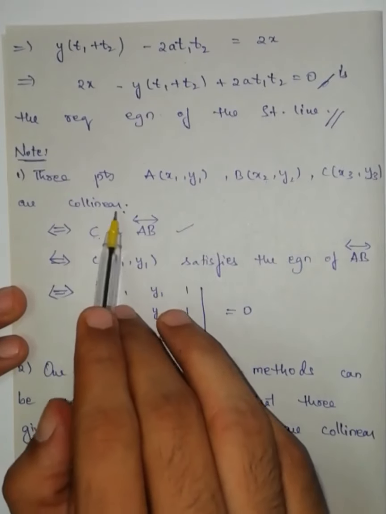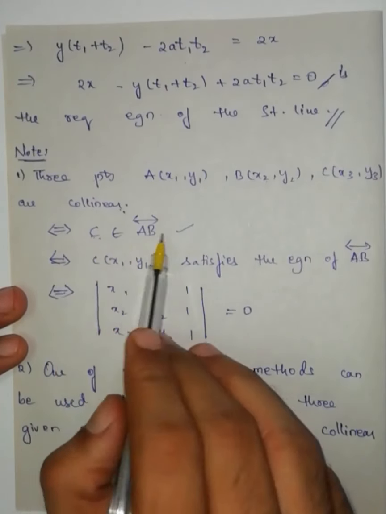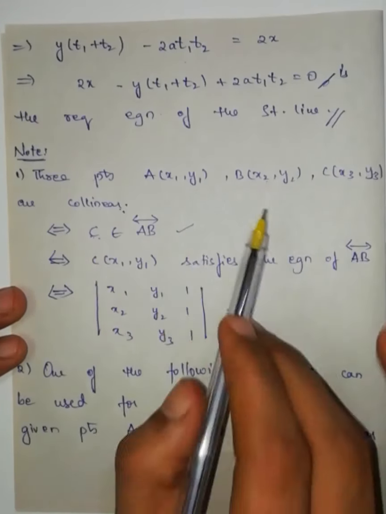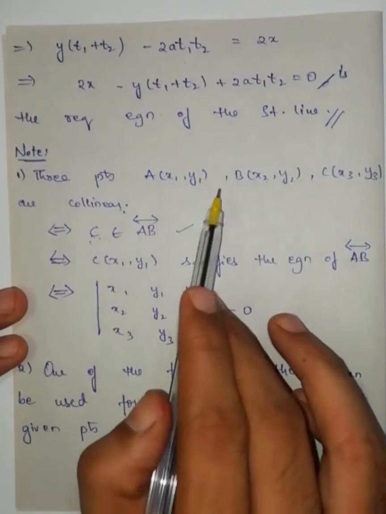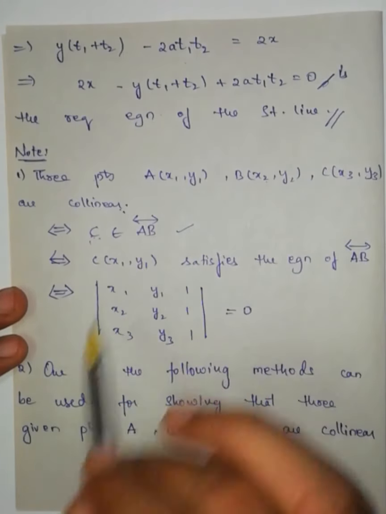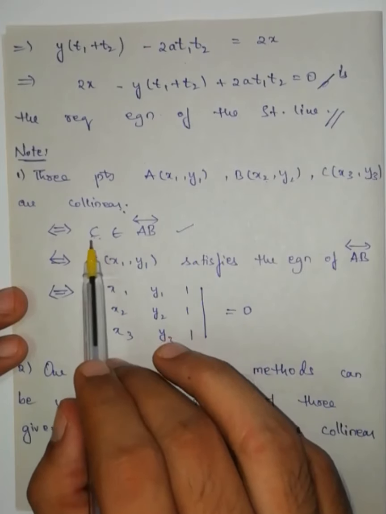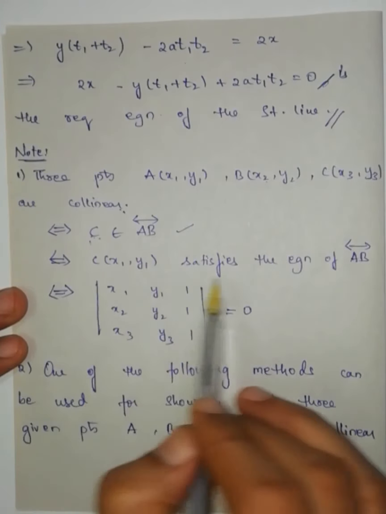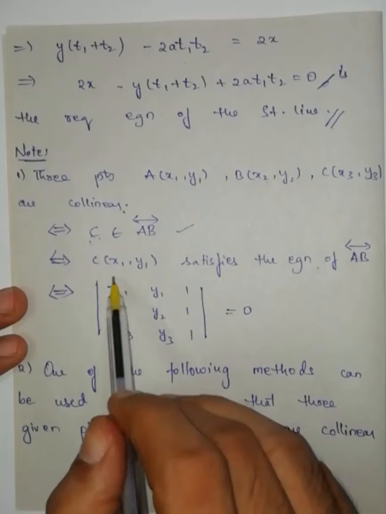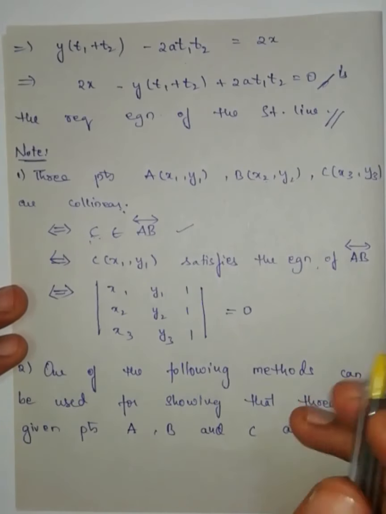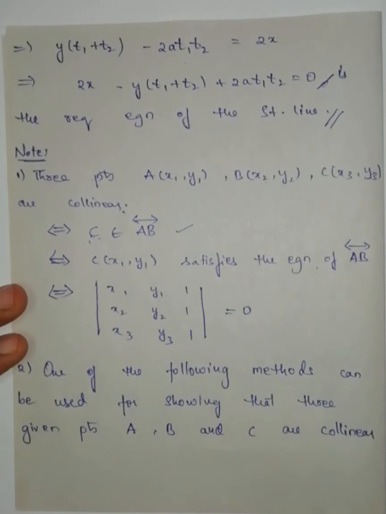When can we say that 3 points are collinear? If 3 points lie on the same line, that is, if a point lies on the line joining the other 2 points. We can say that a point lies on a line if the point satisfies that equation, that is, if and only if we can write the determinant form. Therefore, while solving the problem, we can use any one of the following methods, whichever is easy. One of the following methods can be used for showing that the 3 given points, whatever the points will be, are collinear.